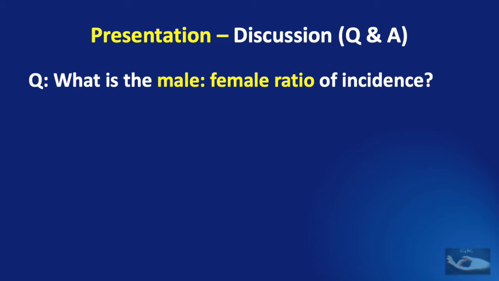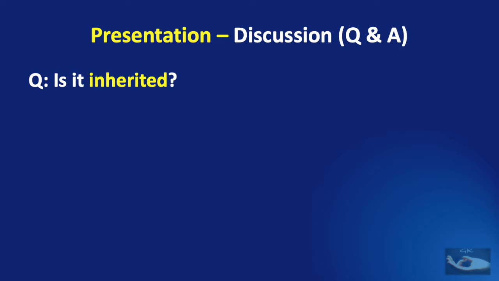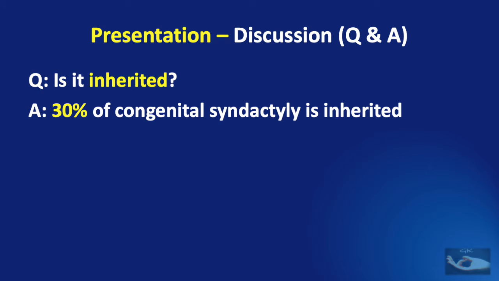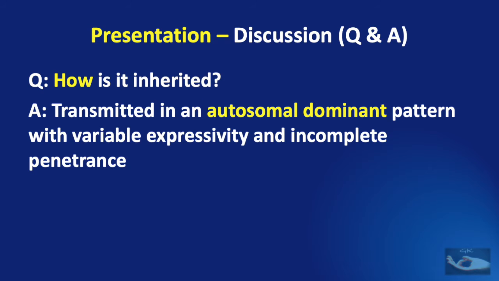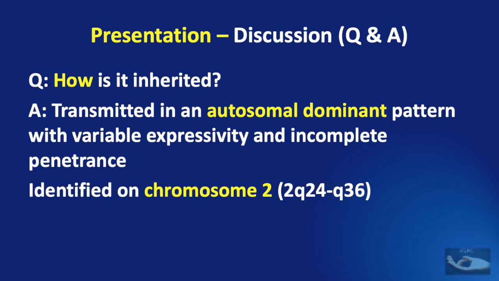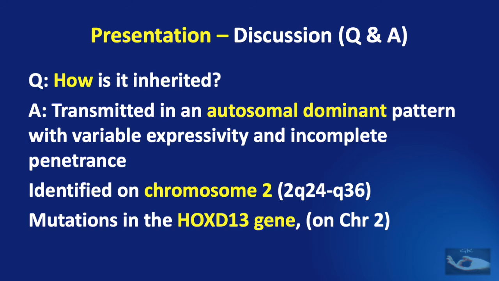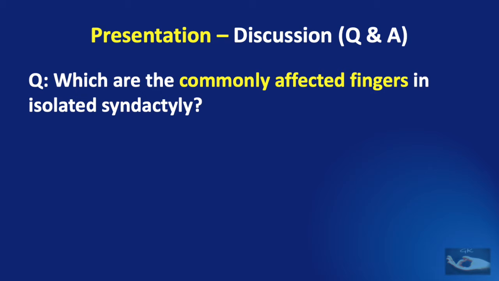What is the male-female ratio of incidence? It occurs twice as common in males than in females. Is it genetically inherited? Yes, 30% of congenital syndactyly is inherited. And how is it inherited? It is transmitted in an autosomal dominant pattern with variable expressivity and incomplete penetrance. It has been identified on chromosome 2, and mutations have also been seen in the HOXD13 gene, which is also on chromosome number 2.